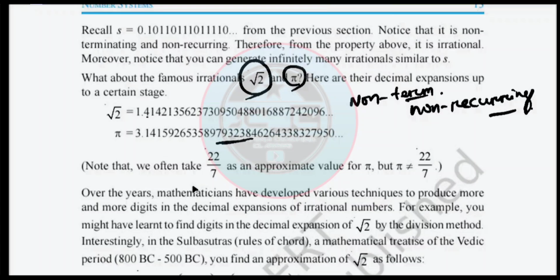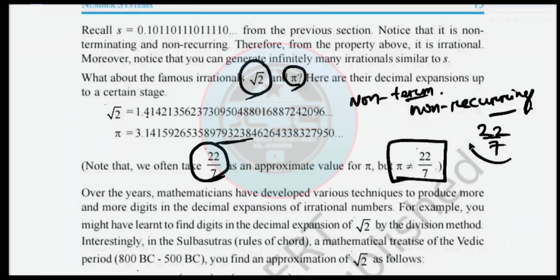So note that we often take 22/7 as the approximate value for pi, but pi is not equal to 22/7. Whenever we write 22/7, it is in the form of p/q, as we know, but the decimal expansion of pi is non-terminating, non-recurring. So here is a contradictory thing: how can we say that pi is an irrational number, but we are representing pi as 22/7? For the convenience of calculation in mathematics, we take pi as 22/7, but pi is not equal to 22/7. You must remember that, right?